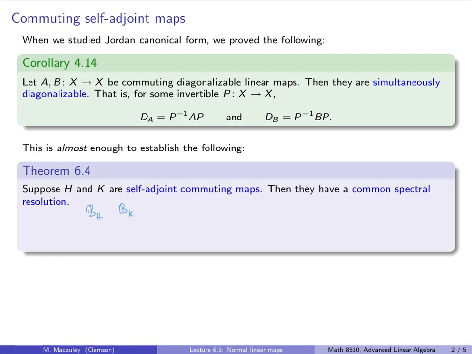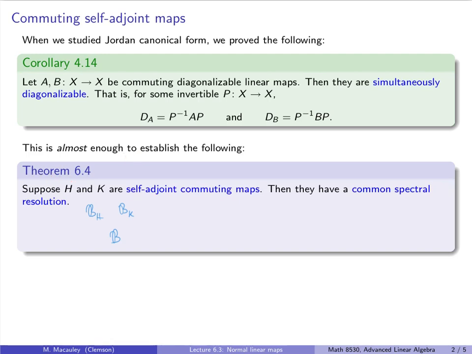And by Corollary 4.14, we can also find a common basis of eigenvectors of H and K, but it's not immediate why that common basis necessarily has to be orthonormal, or in other words, why we can necessarily find one that is orthonormal. It seems like it should be true, and so I said it's almost enough. It actually is enough. We can prove it, but it's not quite enough to immediately state this as a corollary.